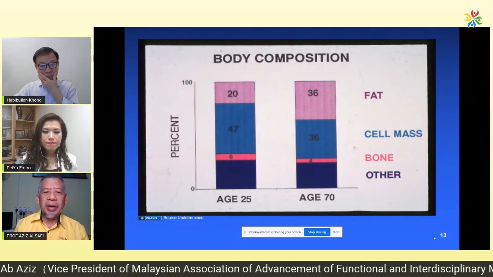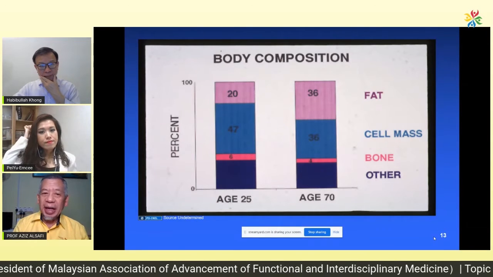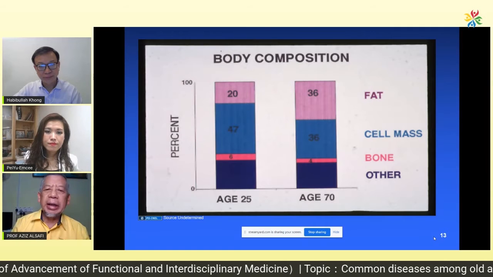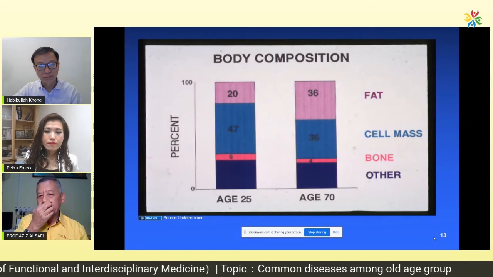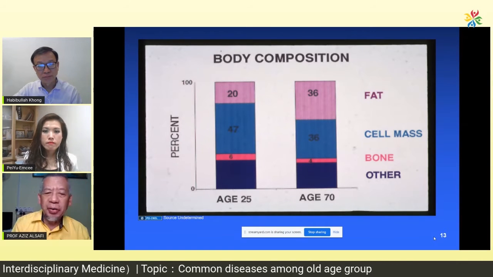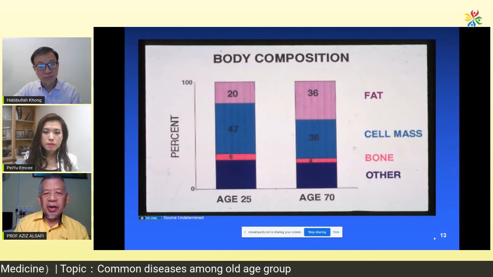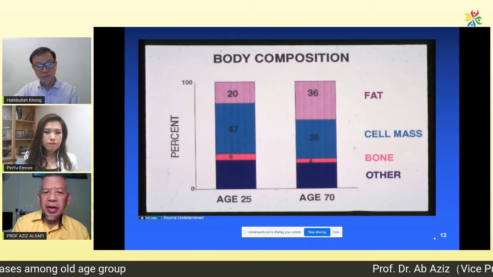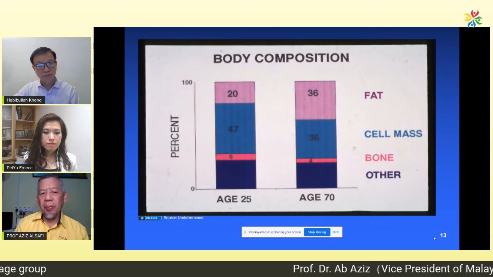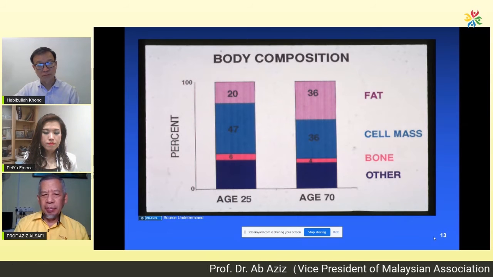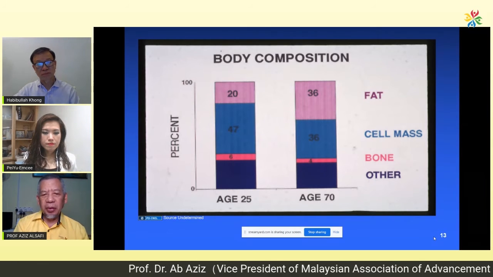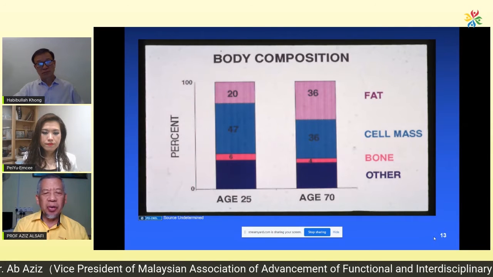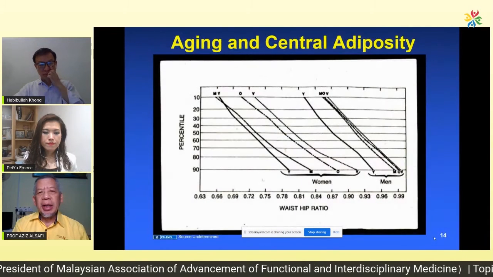Body composition changes from the age of 25, for example. In this diagram, you can see that compared to the age of 70, fat content increased from 20 to 36%, but the cell mass reduced from 47 to 36. Bone structure reduced from 6% to 4%, and other parts of the body also reduce at the age of 70 compared to the age of 25.